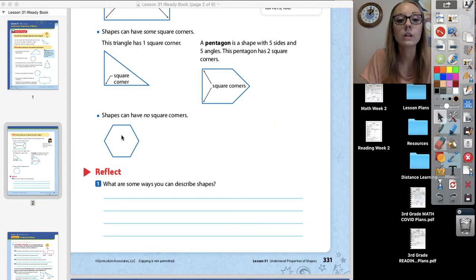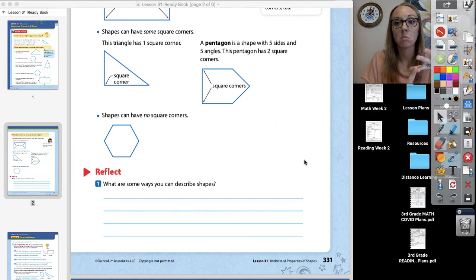All right, so question 1 says reflect. What are some ways you can describe a shape? So we know we can describe it by, does it have square corners? We also know that you can say how many sides does it have and how many angles does it have. Those are the big 3 criteria for describing the properties of a shape. How many sides, how many angles, does it have square corners, does it have any square corners? Like yes, no, some, all. That's what you're going to do.